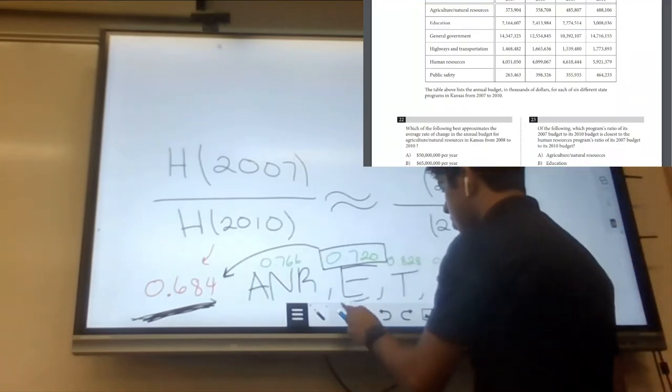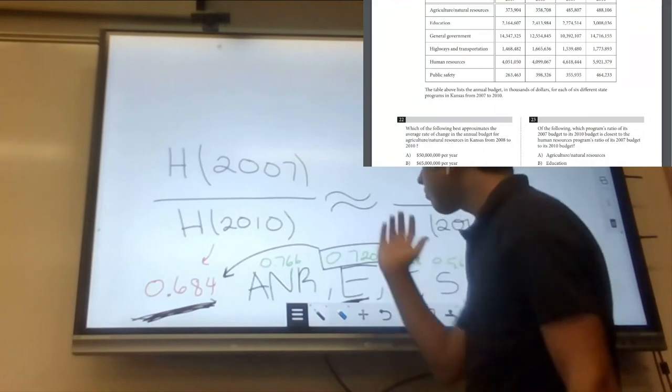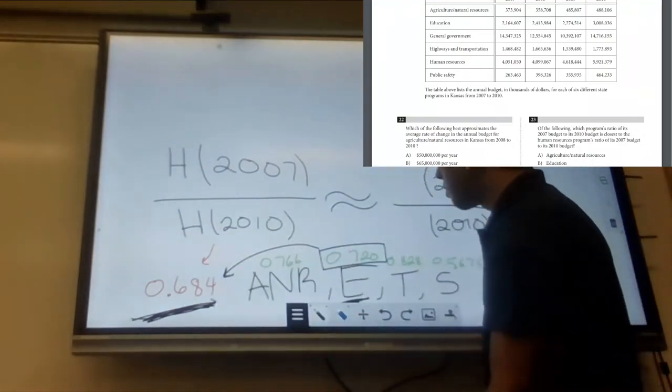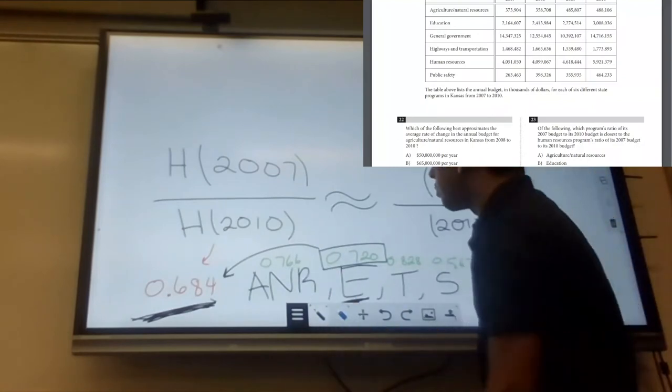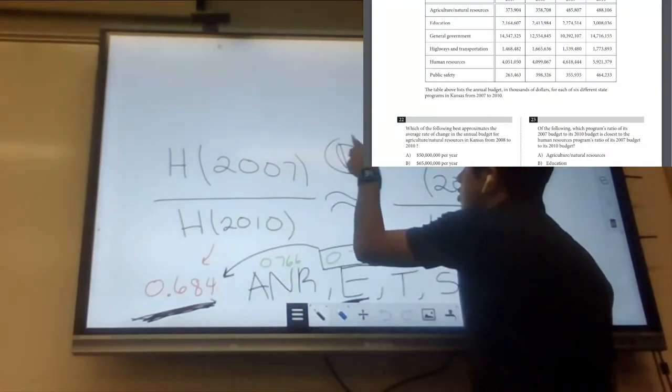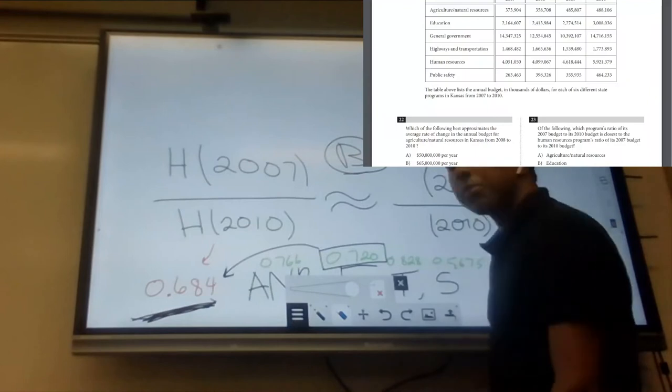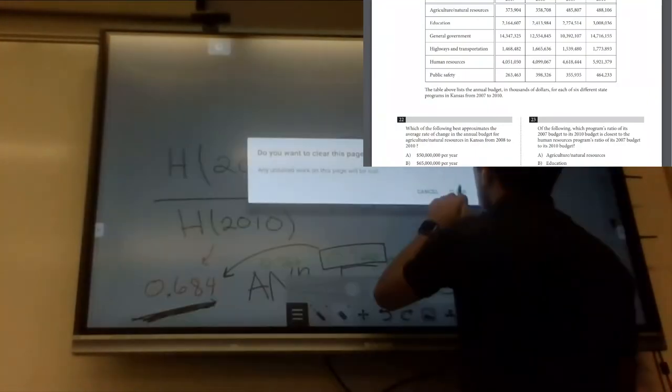But our answer here is now going to be E. It might be a little bit off, but it's still 0.4. It's closer than anything else, and it's not that far away. So our answer here is going to be B, education. And we move on to the next question.